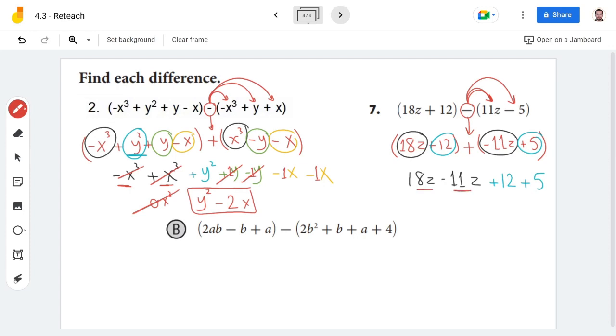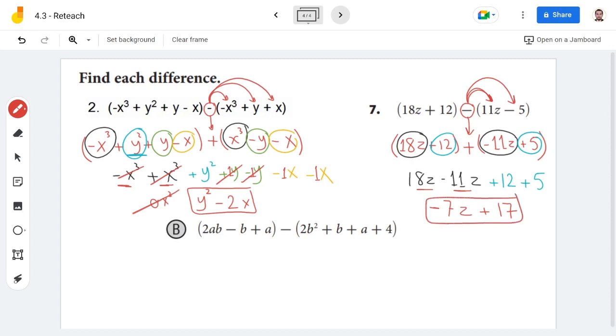Okay, now let's simplify. 18z minus 11z equals, negative what? 11 minus 18, negative 7z. Plus 12 plus 5 is equal to 17. Okay, so now this is the answer.